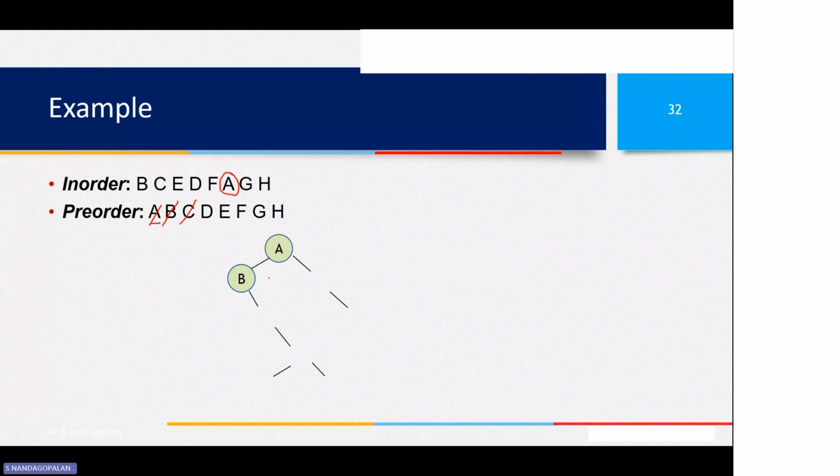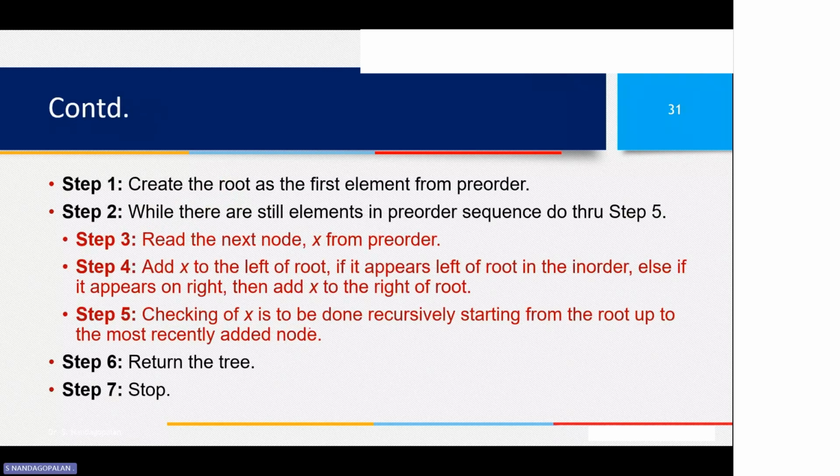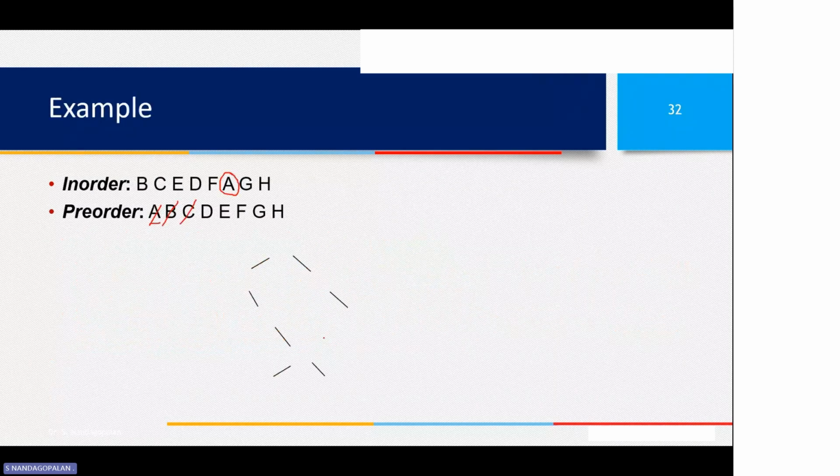So you should satisfy both, like left of A from root and up to my immediate parent. So it is recursive starting from the root up to the most recently added node. That is my B here. Okay. So starting from root, most recently added is B. Got it? Right.